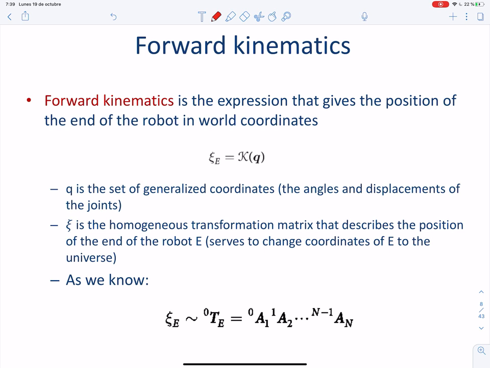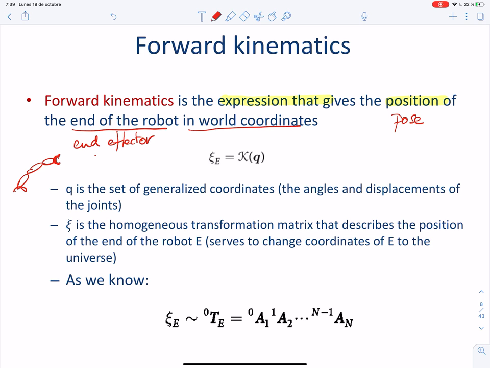And after that, before making the next step in the robotics toolbox, we are going to explain a concept which is very natural now, which is the forward kinematics. It is the expression that gives the position, well, to be precise, it is the pose, but sometimes it is easier to talk about positions. So the position of the end of the robot, the end effector, the hand of the robot, the extreme part of the robot.